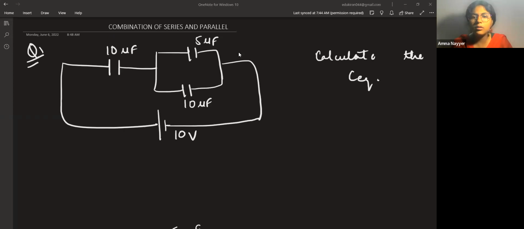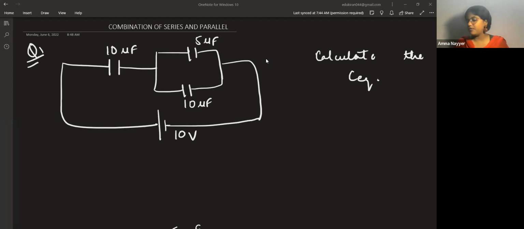It's clear, no? Okay, fine. See, I was saying, when you are having three capacitors over here, 10 microfarad, 5 microfarad, 10 microfarad, you have to identify whether all of them are connected in series, all of them are connected in parallel, or it's a mixed combination, some in series, some in parallel. Fine. So like this, you are having three capacitors.